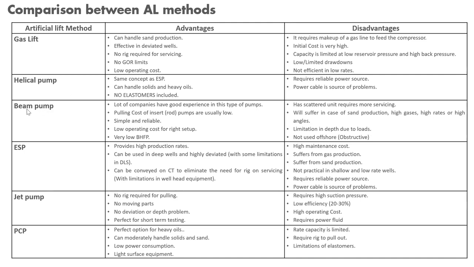The beam pump, or the sucker rod pump: a lot of companies have good experience in this type of pump. The pulling cost is just the cost of pulling and running the rods, so it is relatively low cost and doesn't require a heavy workover. Just a pulling unit can do the job. It's simple and reliable, with low operating cost for the right setup, and a very low bottom hole flowing pressure will be achieved on the upstroke. It is an instantaneous drawdown.